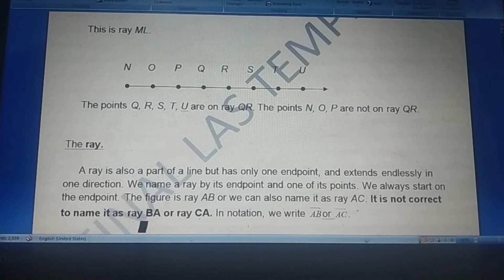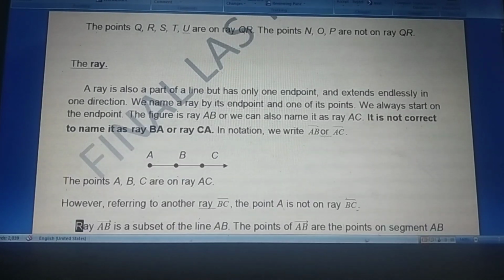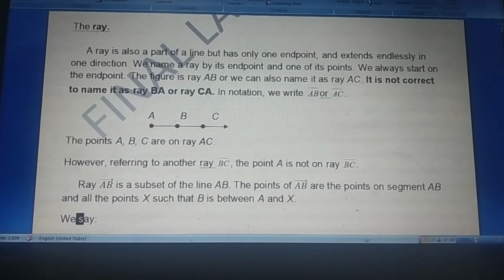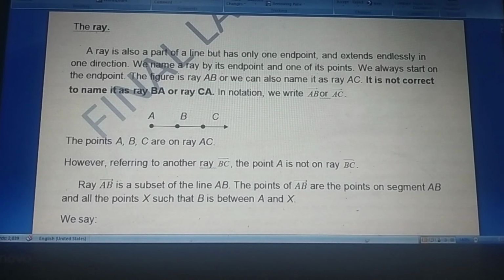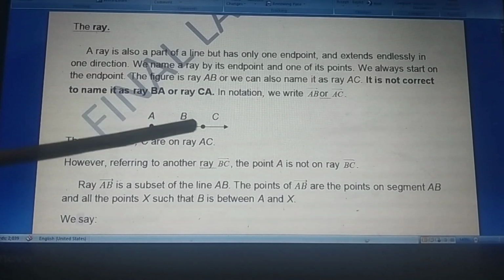What is a ray then? A ray is also a part of a line, but has only one endpoint and extends endlessly in one direction. We name a ray by its endpoint and one of its points. We always start with the endpoint. We have here ray AB. We can also name it as ray AC, but it is not correct to name this as BA or CA.